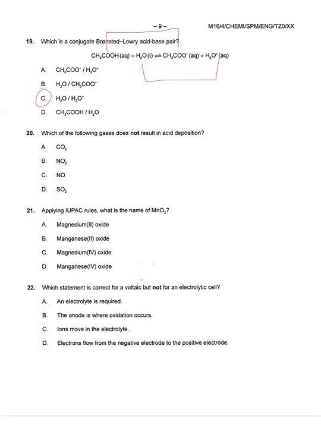Which of the following gases does not result in acid deposition? Well, NO2, NO, and SO2 all form, I should be putting an X there, these all form strong acids, either HNO3 or H2SO4. And that is what contributes to acid deposition. CO2 is naturally in the air and always has been and forms the weak carbonic acid. So that one does not contribute to acid deposition.